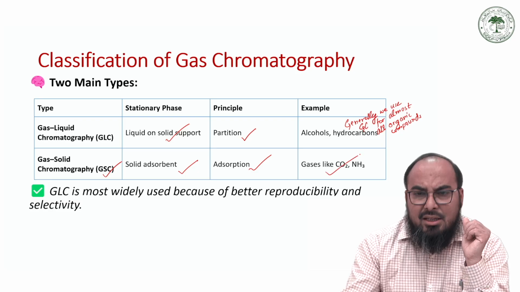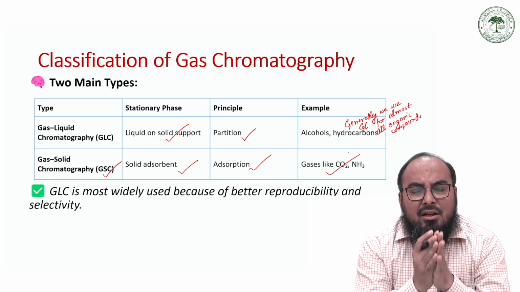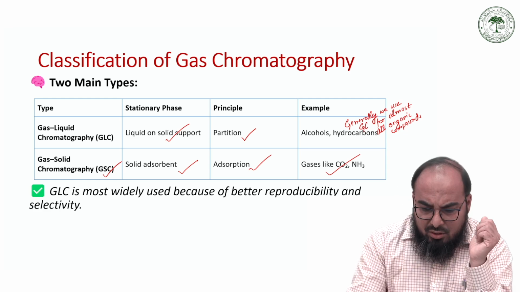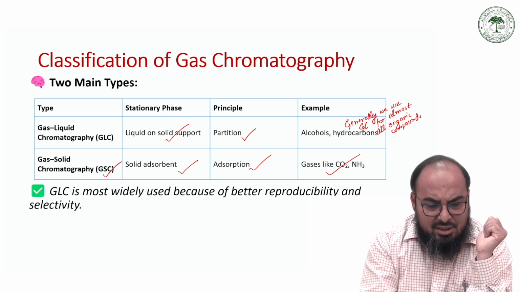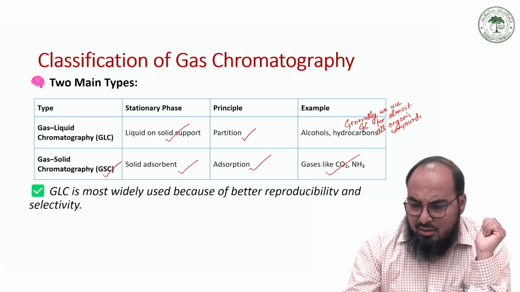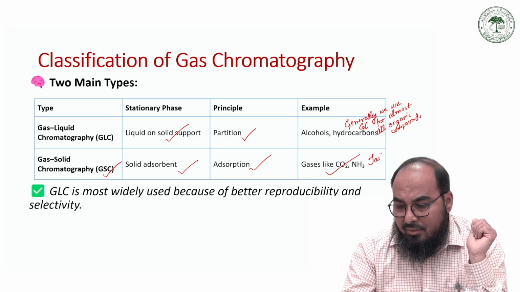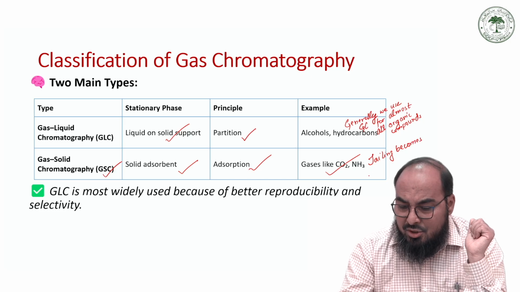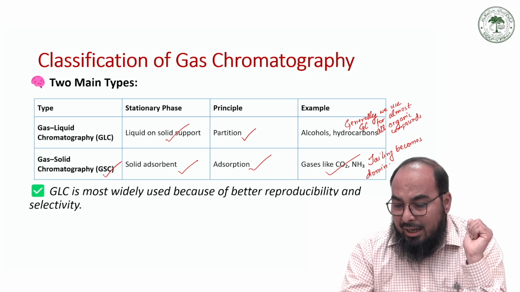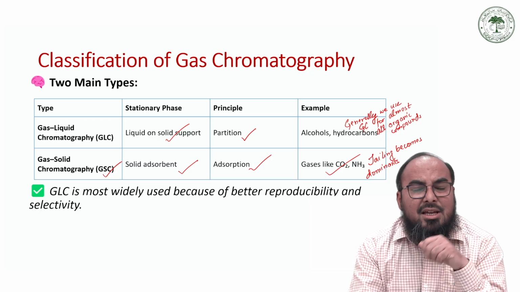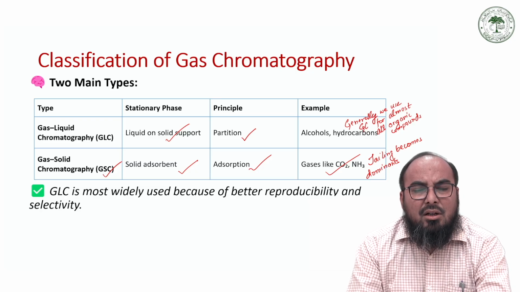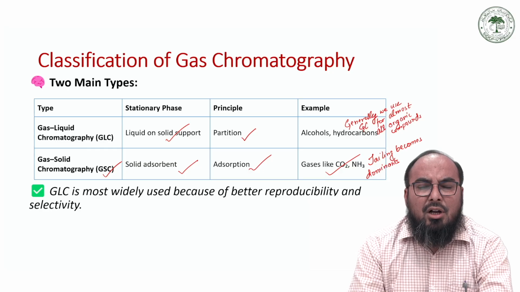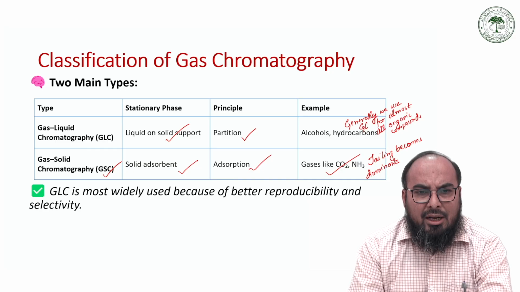The problem with this is that since here the components of the sample get adsorbed, this type of chromatography gives you some sort of tailing. Here tailing becomes dominant in certain cases, and because of this GSC is avoided for the qualitative as well as quantitative analysis of most of the organic compounds.